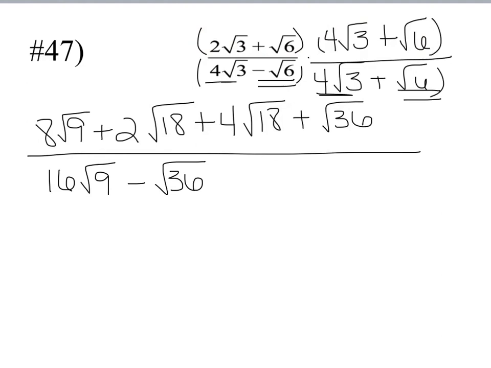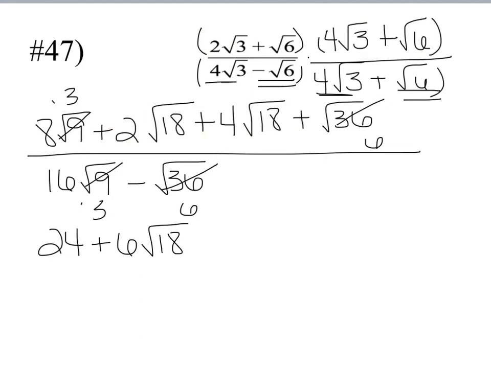Okay, so let's see what we can do. The square root of 9 is 3, so that gives me 8 times 3. Square root of 9 is 3, so that gives me 16 times 3. Square root of 36 is 6. Square root of 36 is 6. So 8 times 3 is 24. These are like terms, so I can add them together. They both have the square root of 18, so you say 2 plus 4 is 6.